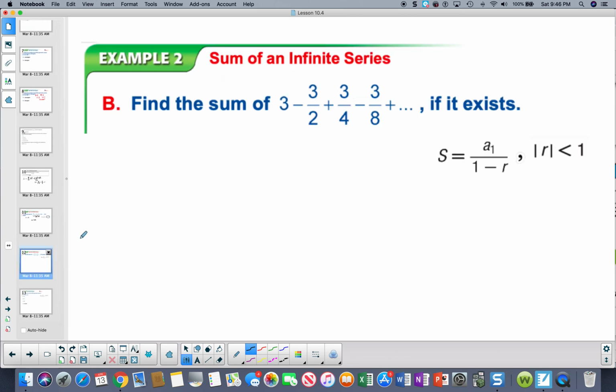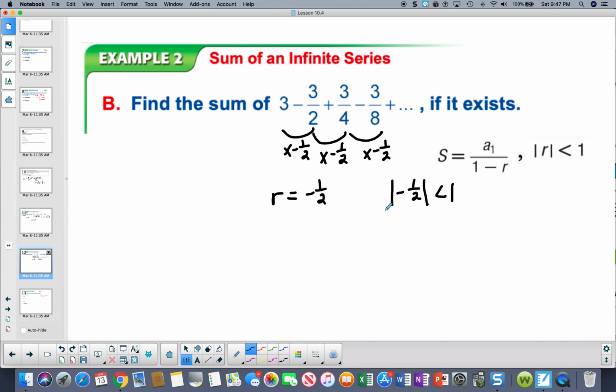Let's take a look at the next example. Again, it really depends on whether we can find our common ratio. If it's hard to tell on the first two, go to these two, and it looks like I'm multiplying by a negative number, by -1/3. And over here I'm multiplying by -1/3. And that's what was happening at the beginning as well. Now r is equal to -1/3, and if I were to take the absolute value, that would be less than 1. So the answer is that we can find the sum.